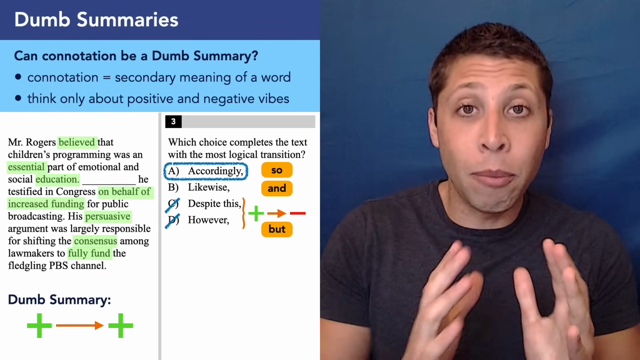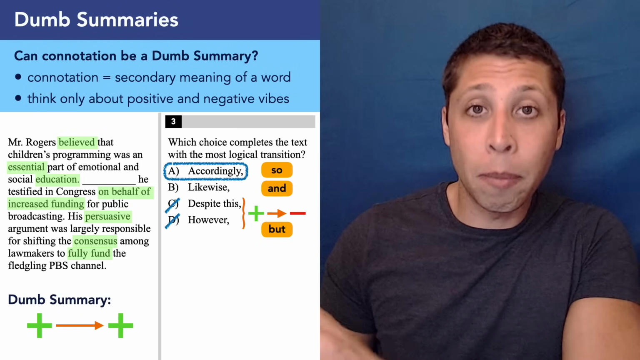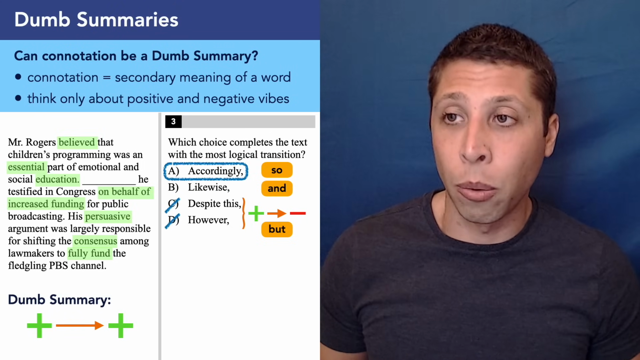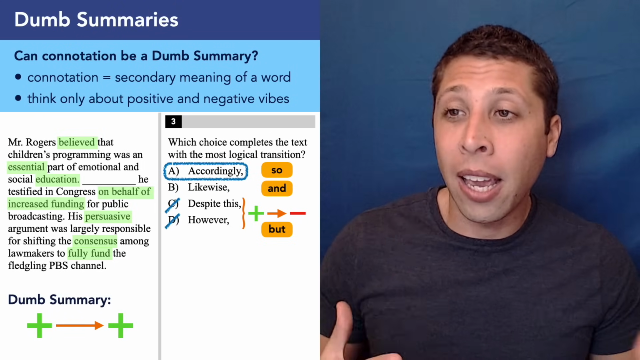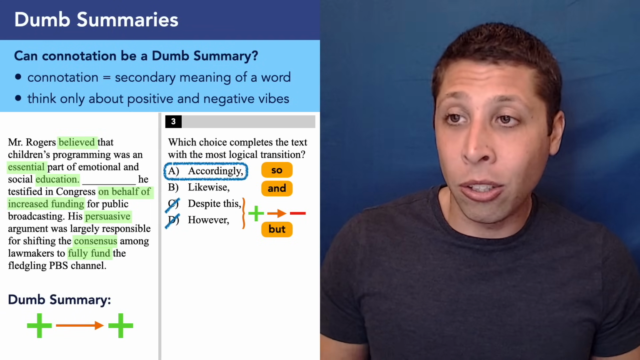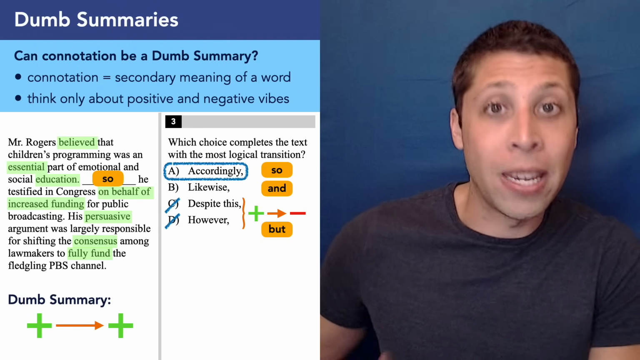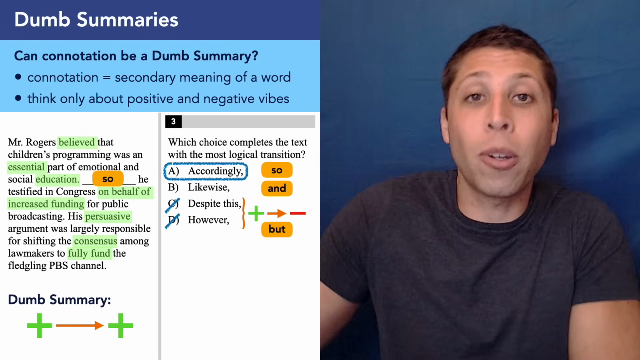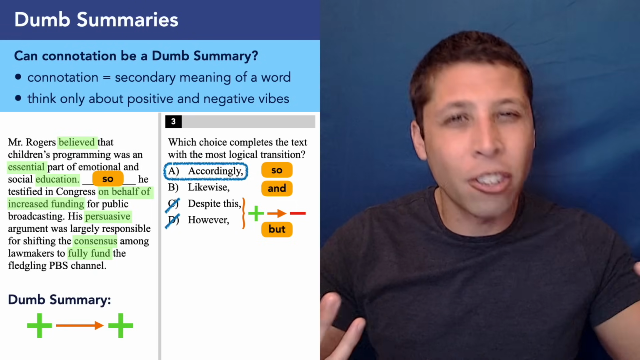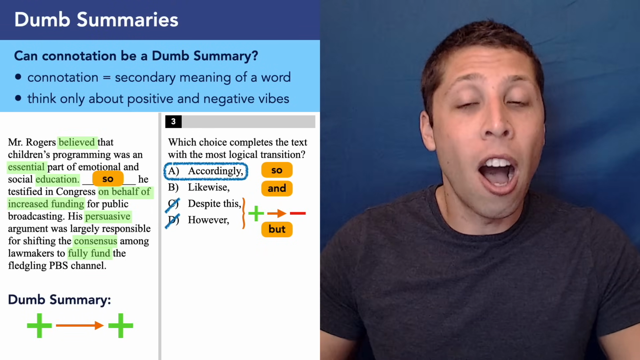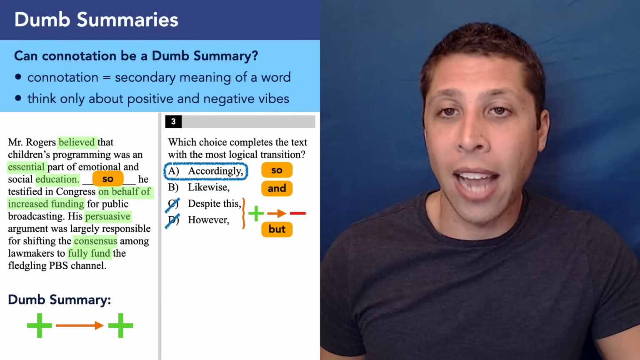And we can test it by plugging the dumb version into the blank, and making dumb versions of the sentences too. So it says something like, Mr. Rogers believed in children's programming, so he testified on its behalf to Congress, right? That's what they're saying, that flows, that makes logical sense. So the dumb summary helped me understand this complicated idea.